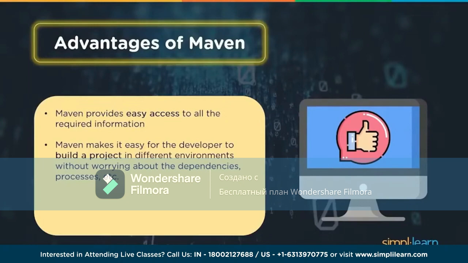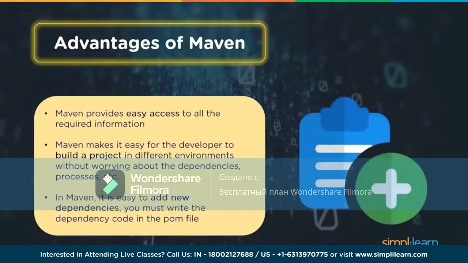This is how build automation really happens in the first place, because the developer is writing the source code in one location and the same code is built onto Jenkins or any kind of build tool. In Maven you can easily add new dependencies, so you must write the dependencies in the POM file. If you want to download some particular dependencies, all you have to do is put that dependency into the pom.xml file, and depending on that the execution will be performed.